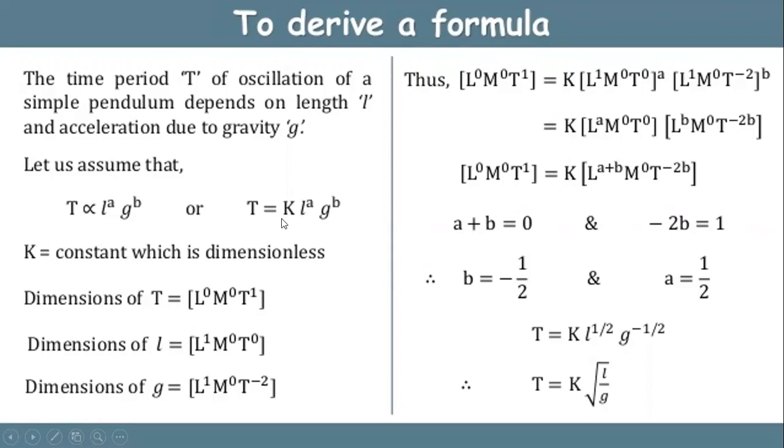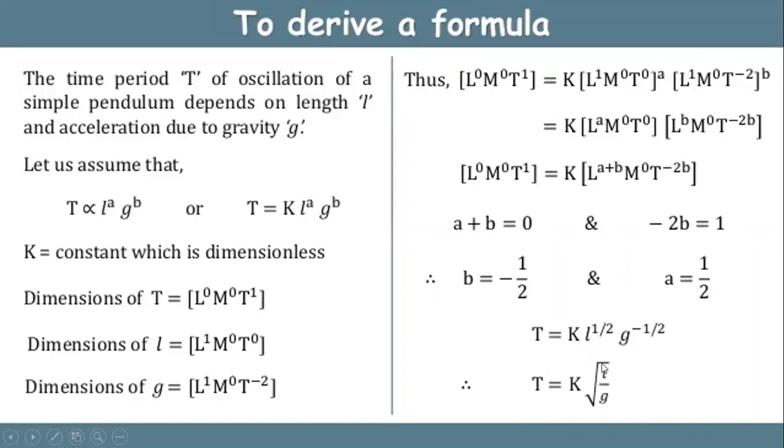So T is equal to K into L raised to half, G raised to minus half. What is L raised to half? L raised to half is root L. G raised to minus half is 1 by root G. So this can be written as T is equal to K into root of L by G. If the value of K is given in the problem, then you can substitute the value of K. Suppose you take the value as 2 pi, then you can write it as T is equal to 2 pi into root of L by G.